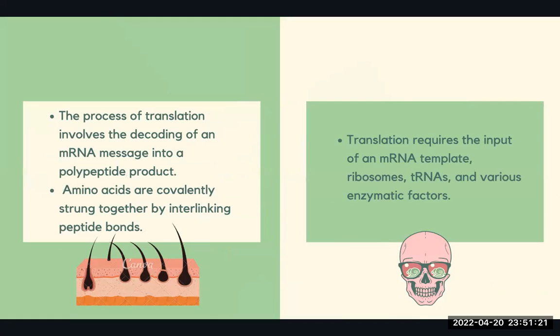Each individual amino acid has an amino group and a carboxyl group. Polypeptides are formed when the amino group of one amino acid forms an amide bond with the carboxyl group of another amino acid. This reaction is catalyzed by ribosomes and generates one water molecule.